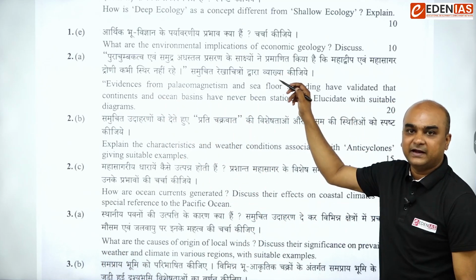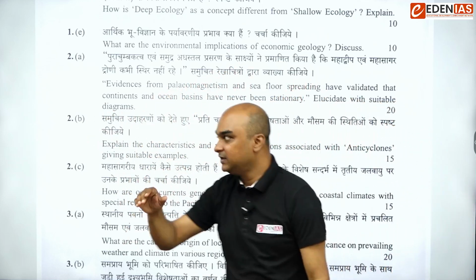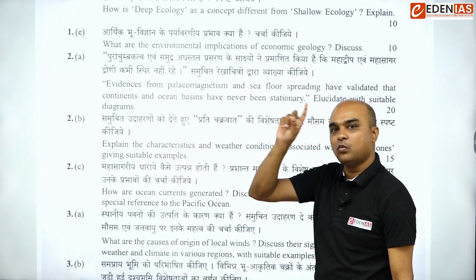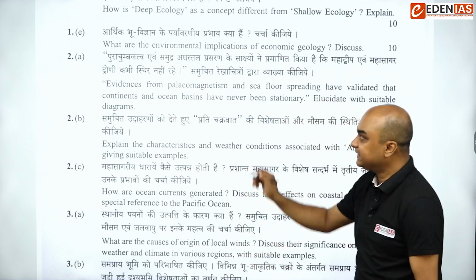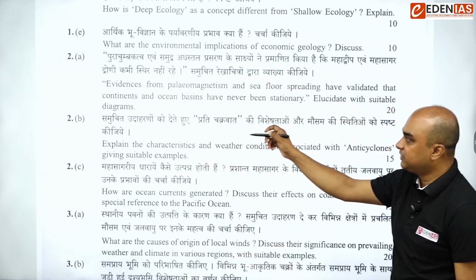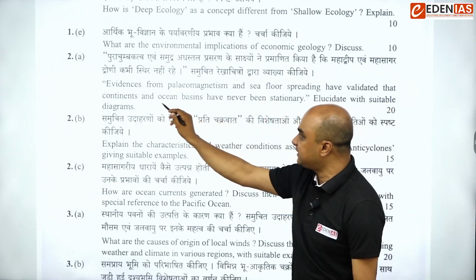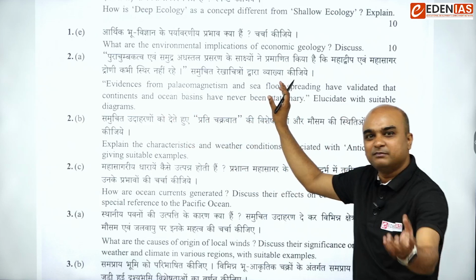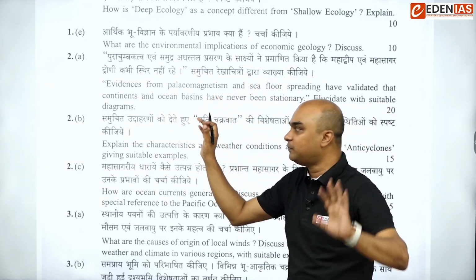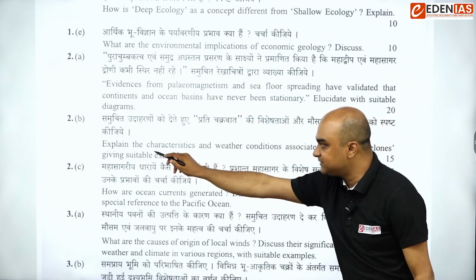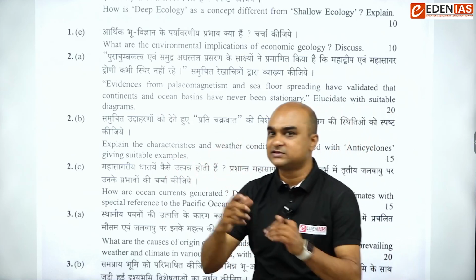Here you will find again, initially this was the thing with UPSC before the pattern change, that one full question comes from one unit. सारे सब पार्ट्स जो होते थे वो एक ही यूनिट से. But now, even here, let us take a look at question number 2. Evidences from paleomagnetism and sea floor spreading have validated continents and ocean basins have never been stationary. So this is coming from plate tectonics, continental drift, those kinds of ideas. It means geomorphology. Second question is explain the characteristics of weather conditions associated with anticyclones, giving suitable examples. So this is from climatology.